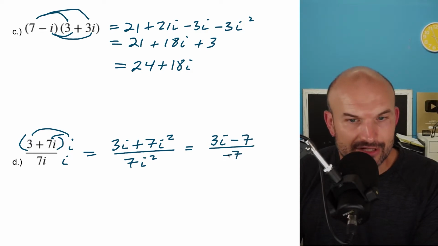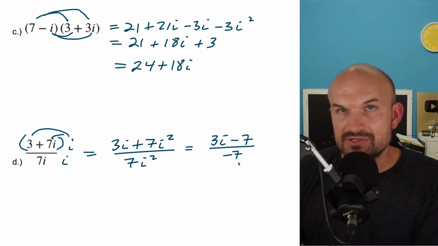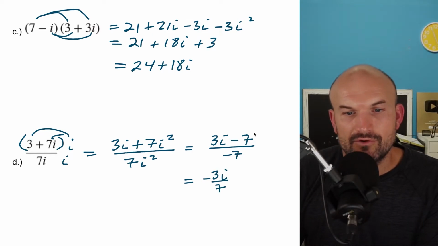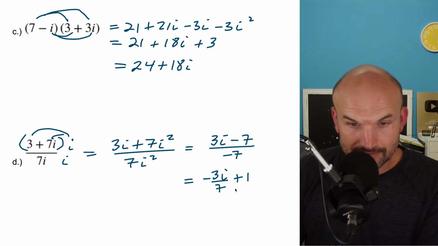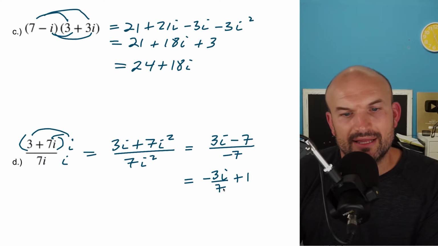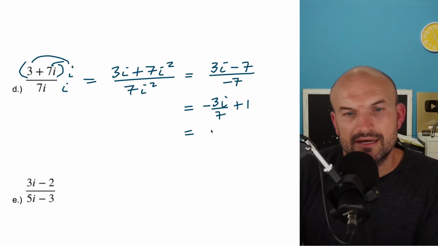Now, again, do not distribute or cancel out those -7s. You have to divide this -7 into both of these terms. So when you do that, you get a -3 over 7, and then therefore this is going to be a +1. Now, typically, we can just write it like this, in many different ways.